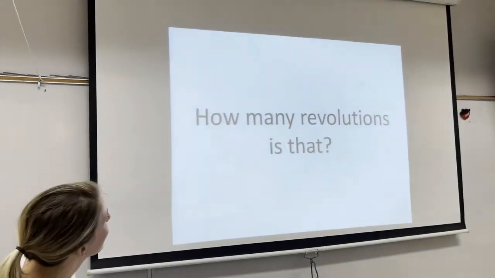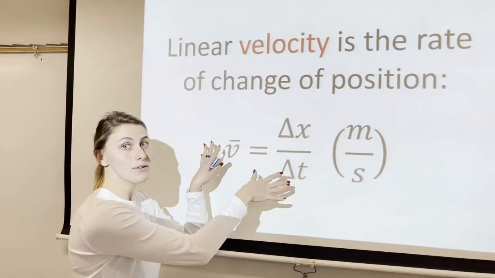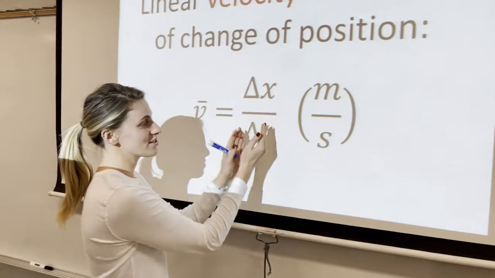Okay. Linear velocity is the rate of change of position. This is review. You're comfortable with that. Velocity equals distance over time, meters per second.